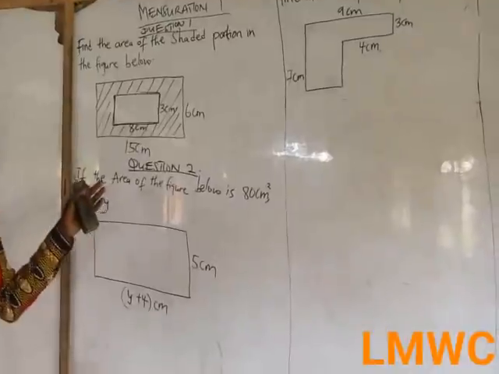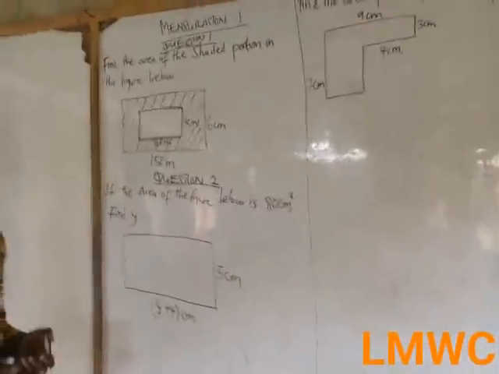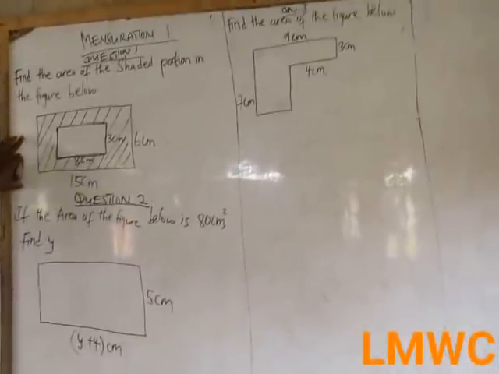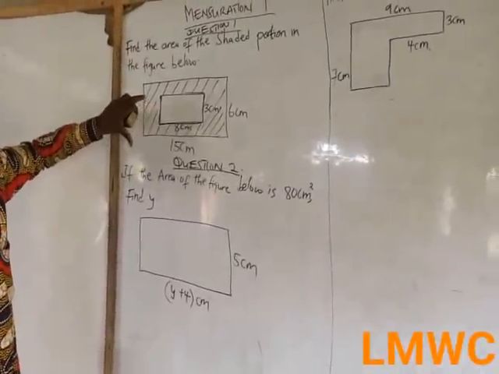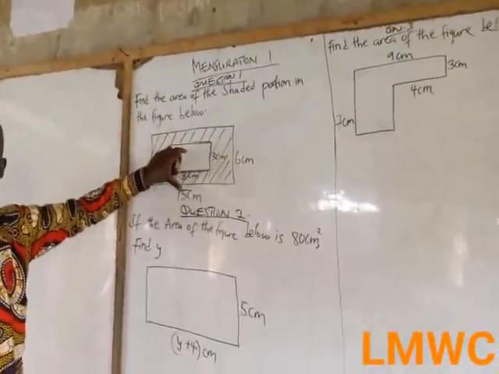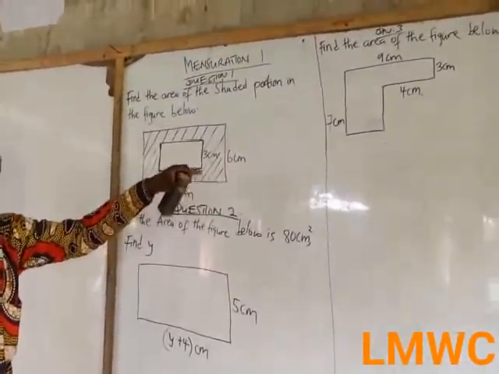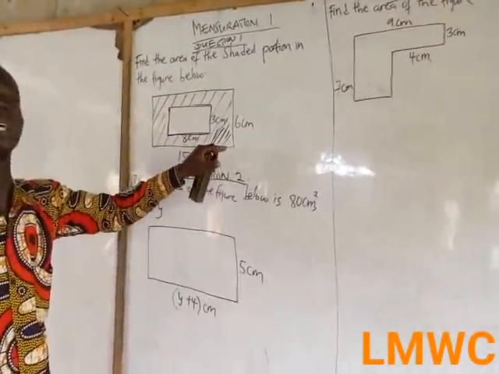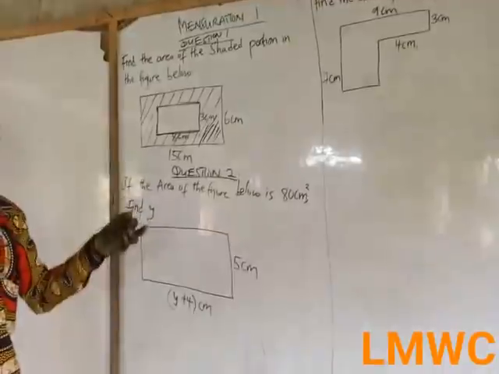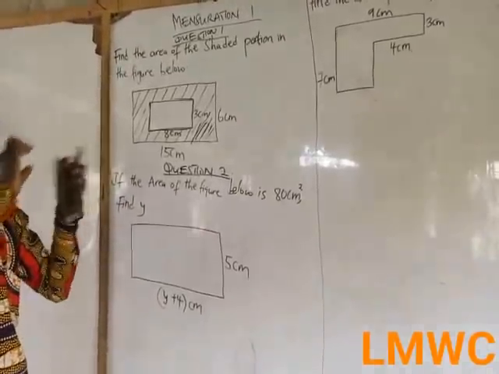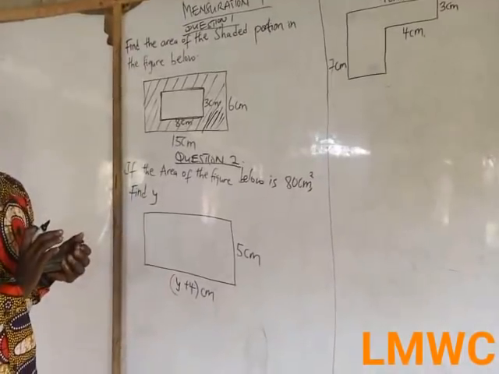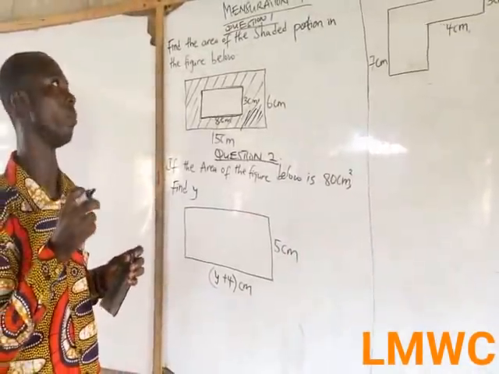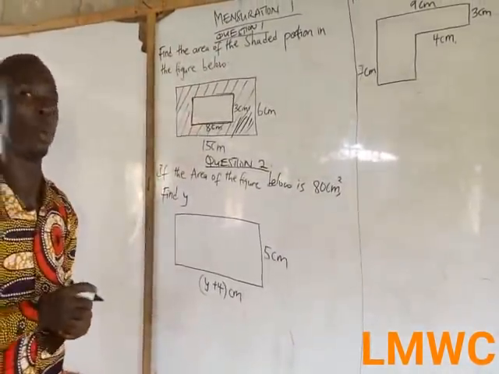Now I have given you 3 questions, and these questions are general questions on rectangle. They are examinable. You see, the first question, we have 2 rectangles. We see that one is a smaller rectangle and one is a larger rectangle. To get the area of this shaded portion, you first find the area of the larger rectangle, and after that you find the area of the smaller rectangle. Having gotten the area for both rectangles, you subtract the area of the smaller rectangle from the area of the larger rectangle for you to get your area of the shaded portion.